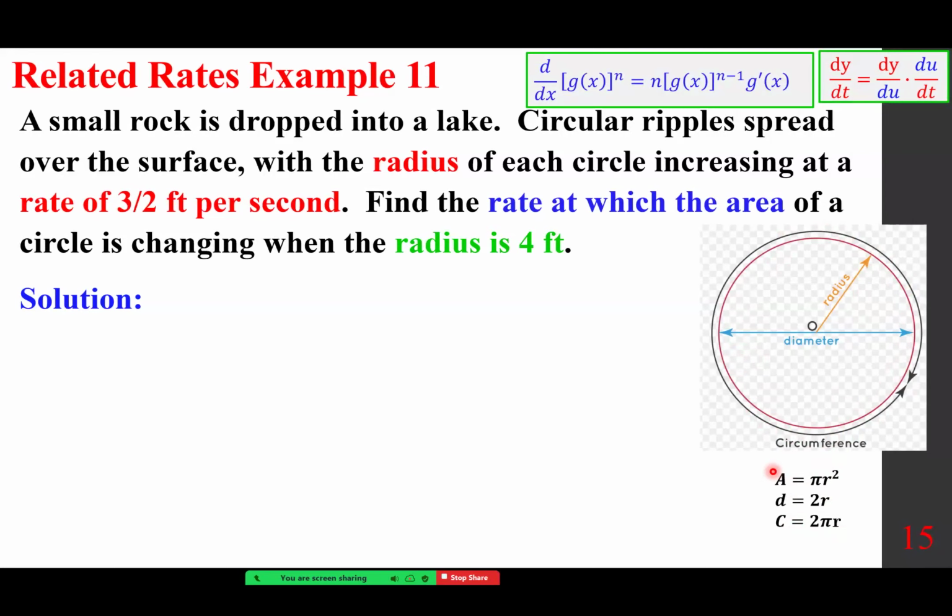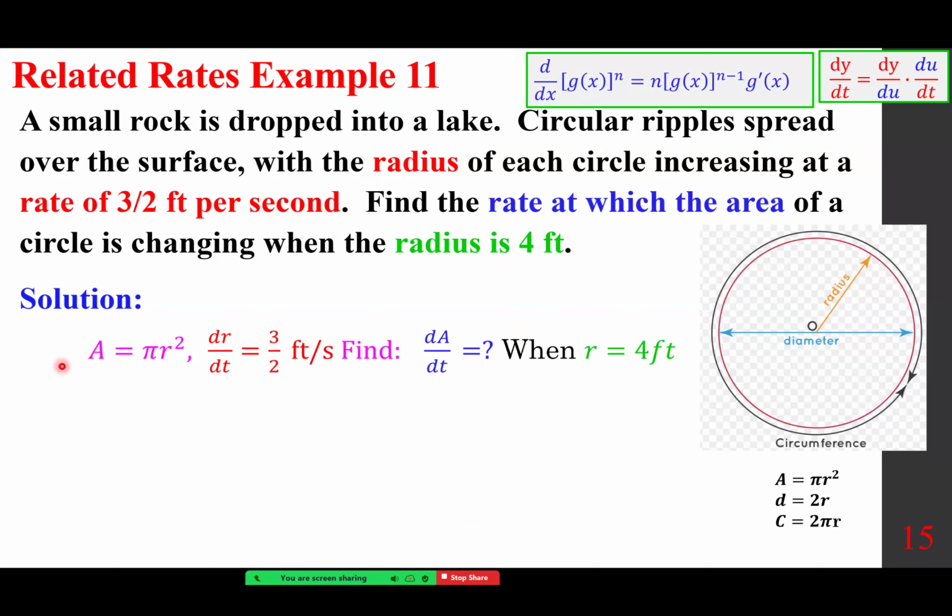So what is given? The radius is increasing at this rate, therefore dr/dt is 3/2 feet per second. We are looking to find the rate at which the area is changing. We want to find dA/dt when the radius is 4 feet. So this is the same question translated.